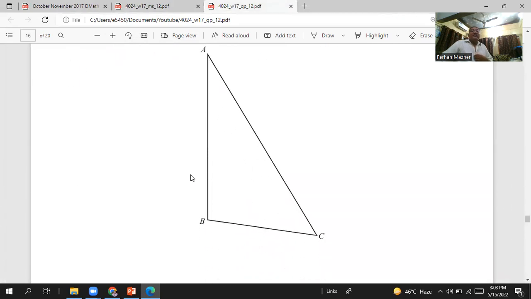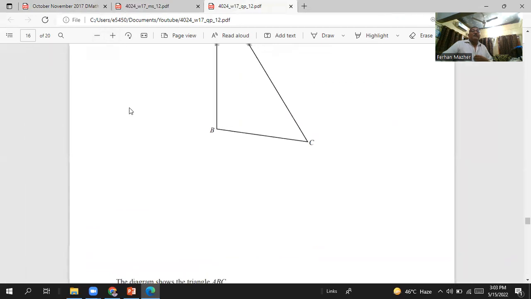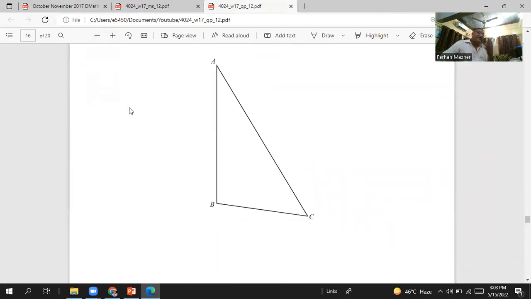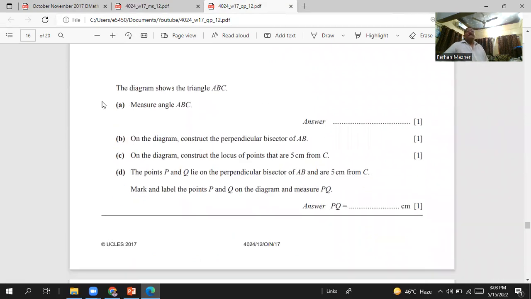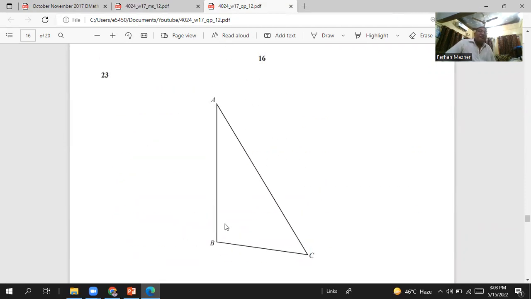Okay, so we are going to the next question. The next question is on the locus. Here we have a triangle named ABC. It says the diagram shows the triangle ABC. Measure the angle ABC.